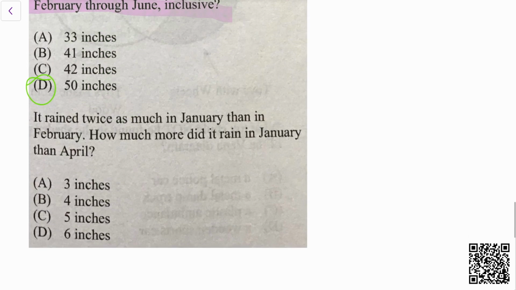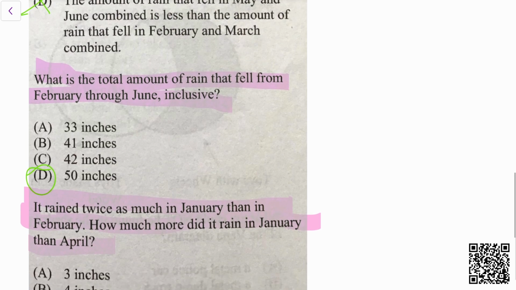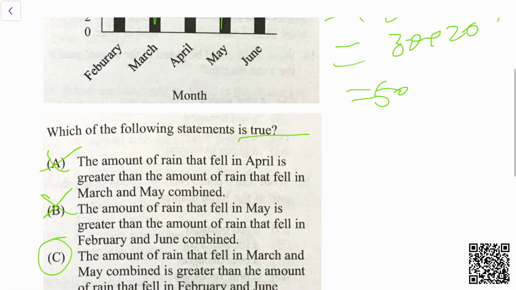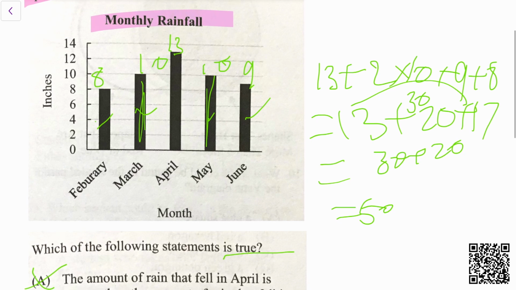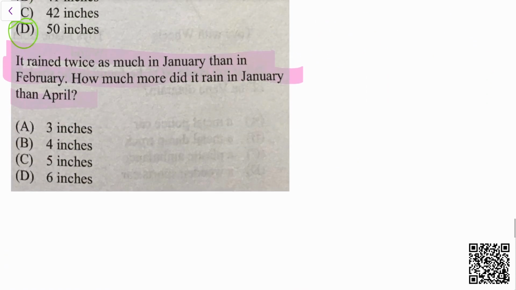So our last question today is, it rained twice as much in January than it did in February. How much more did it rain in January than in April? So taking that into mind as well, let's see how much it rained in February. It rained 8 inches in February. And thinking of that again, we've got 8 inches. Multiplied by 2, that would be 16. 16 subtract 13 is 3. So the correct answer is A.